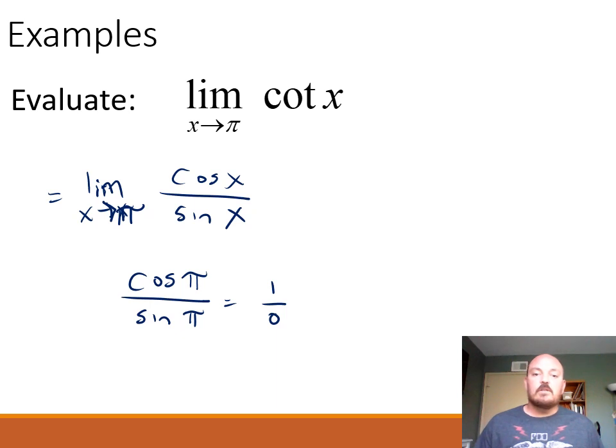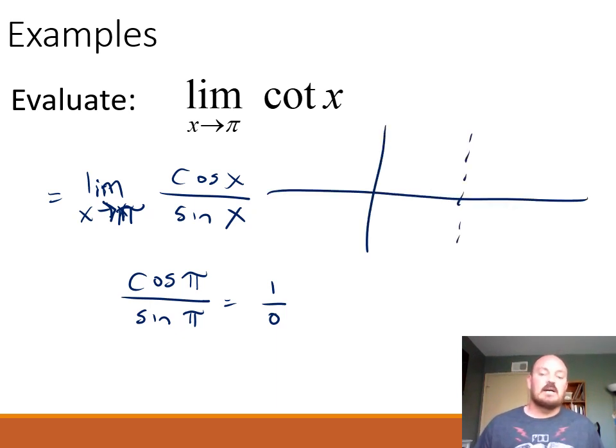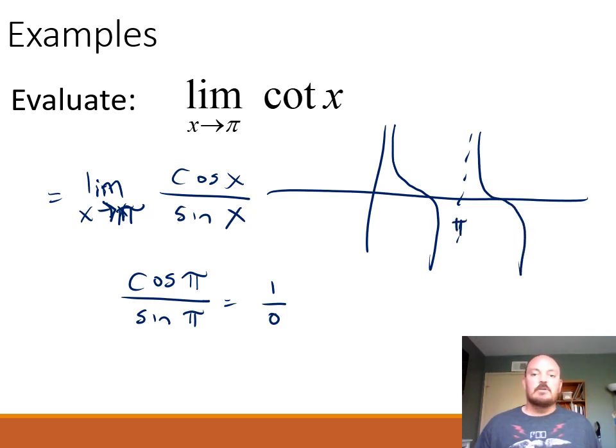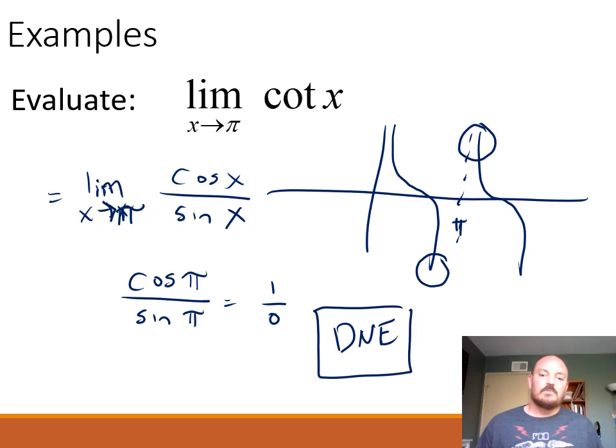Now, if you take a look at the graph of cotangent, what it's going to look like is this, and this is pi right here. So what you have is the limit on the right is going to positive infinity, the limit on the left is going to negative infinity, so the answer to the question is does not exist. One up, one down on either side of an asymptote means the limit does not exist.